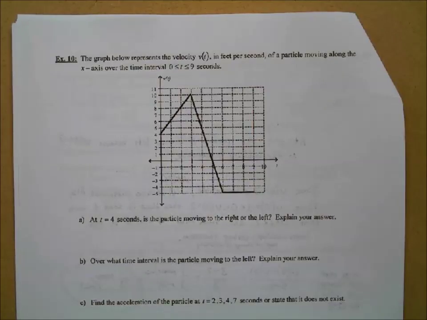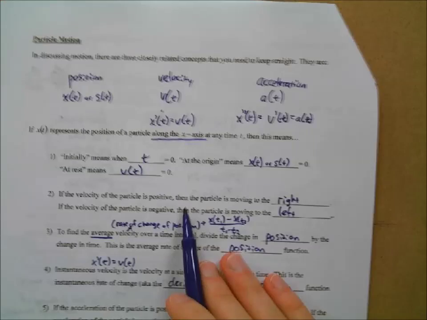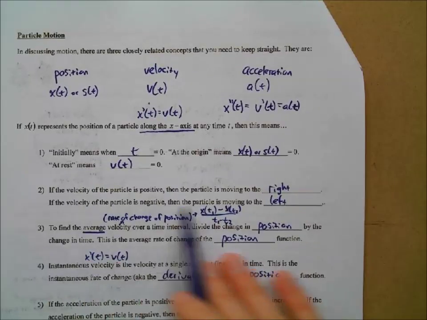What is the value of the velocity at time t equals 4? It is 5, okay. So that means the velocity is positive, right? If the velocity is positive, can we say the particle is moving to the right or to the left? Yeah, a positive direction to the right, exactly right. That goes back to our little paper right here: if the velocity of the particle is positive, then the particle is moving to the right. If the velocity is negative, then the particle is moving to the left. That's all we need to use there.